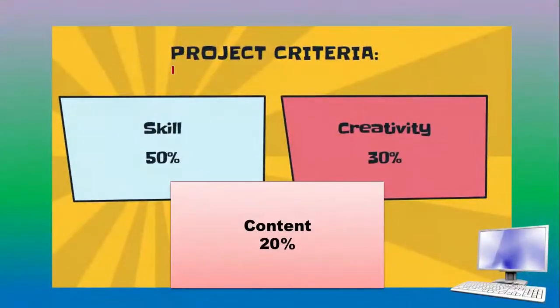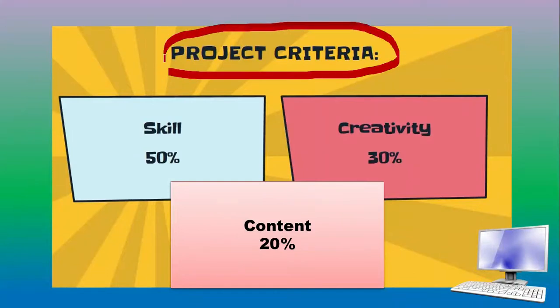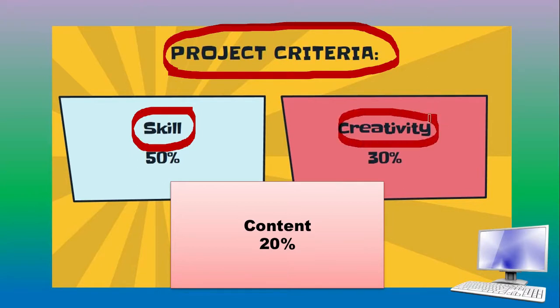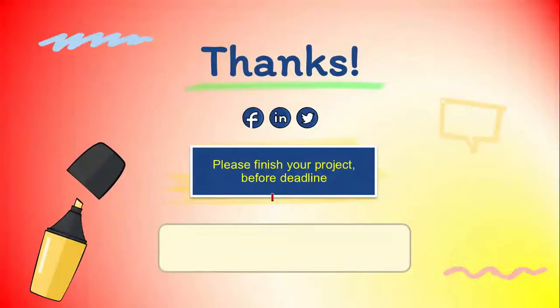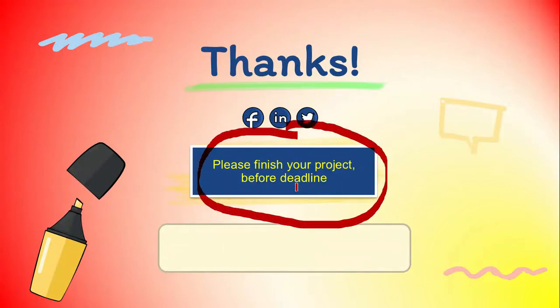Okay, Sir Juan will give the score for your project. I take it from skill when you make the project, and creativity, and content, the content of your project. Okay, thank you students. I hope you can finish your project before the deadline.